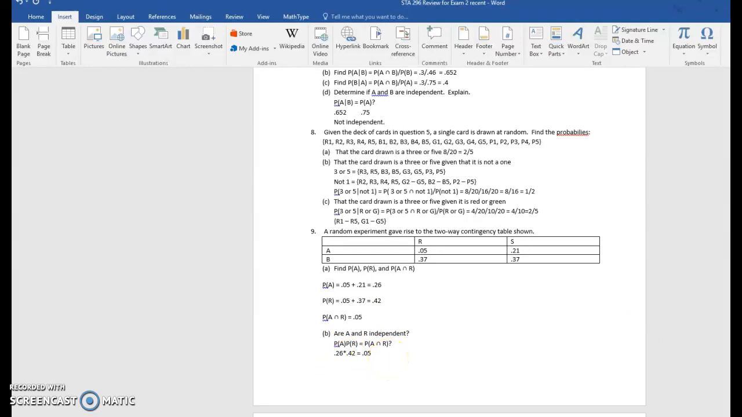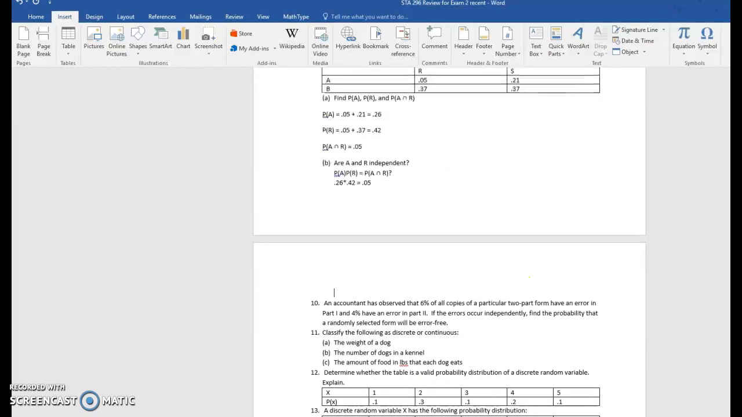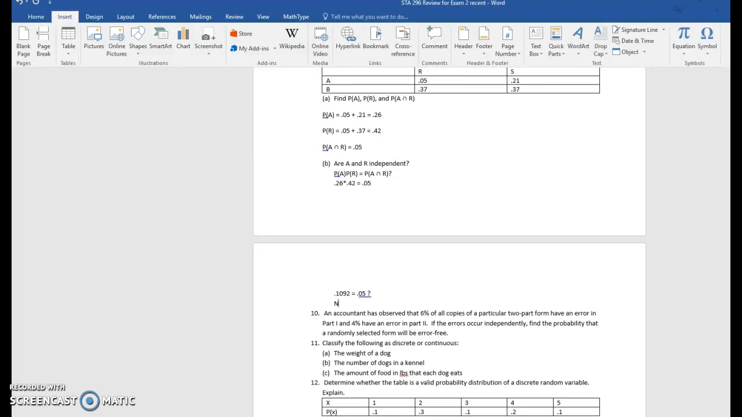So let's do that computation on the left and see if these two are equal. So the left computation, and oops, I'm going off the screen, let me move up, gives me 0.1092. That's definitely not equal to 0.05. The answer is it's not independent. Or if we want to, we can say dependent. And I'll stop there and go to another video because I'm about to run out of time on this one.